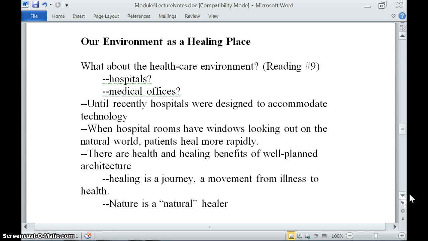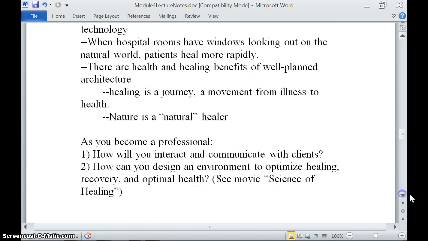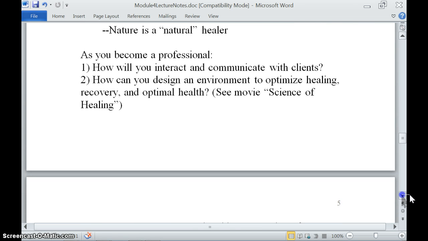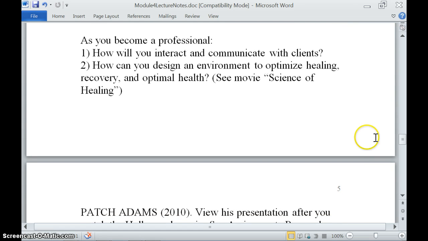So lots of examples in that reading number 9 will give you some better ideas about what we're talking about with the environment. So as you become a professional, and again, you may have more schooling to do, how are you going to interact and communicate with your clients? That's the first question you need to ask yourself. I ask myself this all the time in terms of teaching. How do I interact with young people in the classroom, outside the classroom? And second, how can you design an environment to optimize healing, recovery, and optimal health?